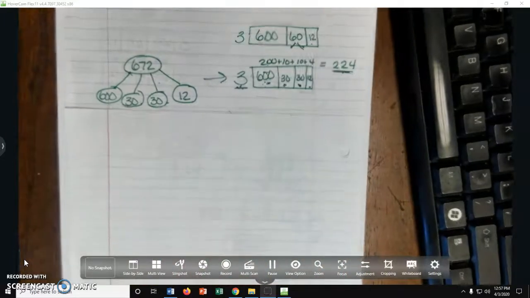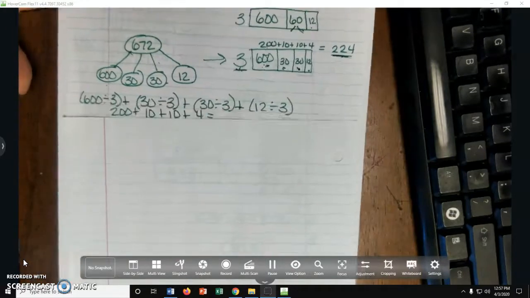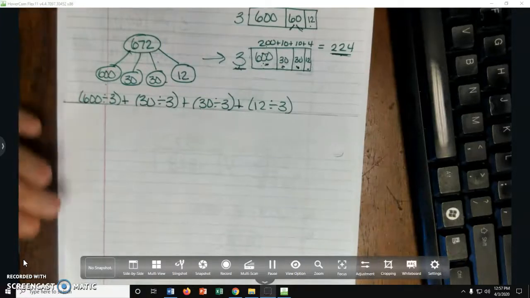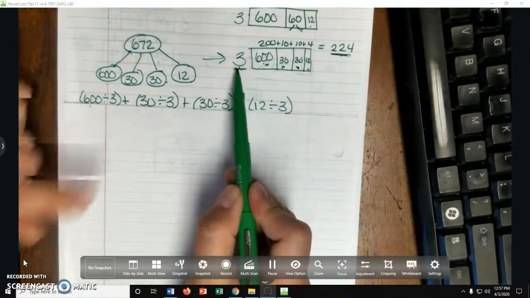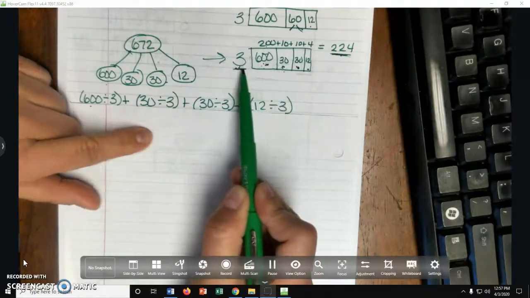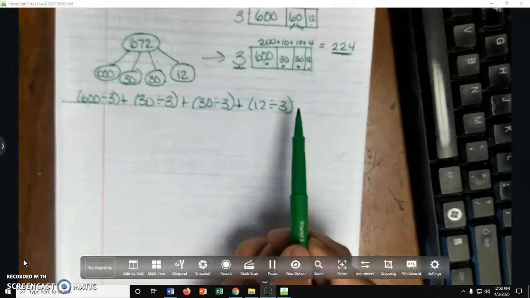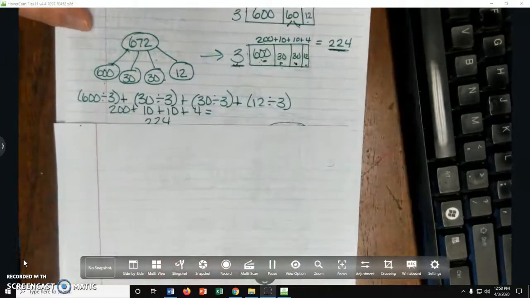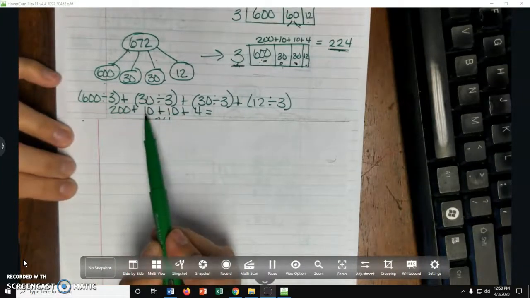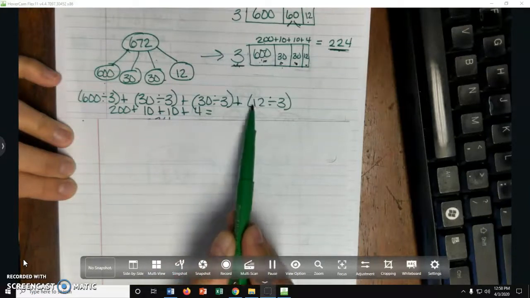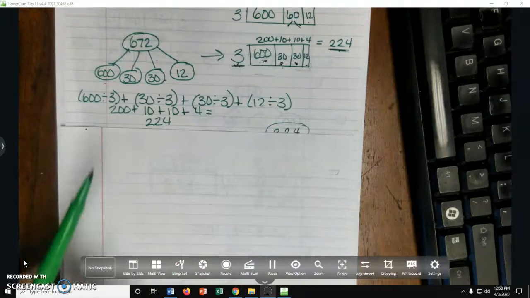On your homework, a lot of you are forgetting to do the next step, which is the distributive property step. All we're doing is rewriting what we did over here. We took 600 divided by 3 plus 30 divided by 3 plus 30 divided by 3 plus 12 divided by 3. Below that, I wrote the answers. 600 divided by 3 is 200, 30 divided by 3 was 10, 30 divided by 3 was 10, and 12 divided by 3 was 4. Added those together, and I got 224.